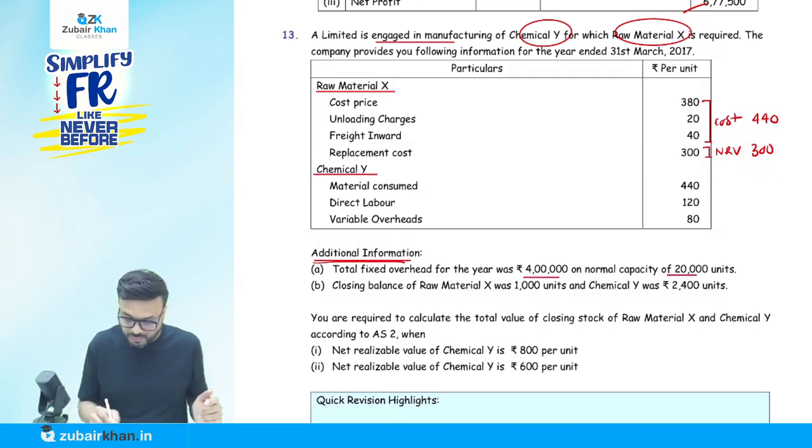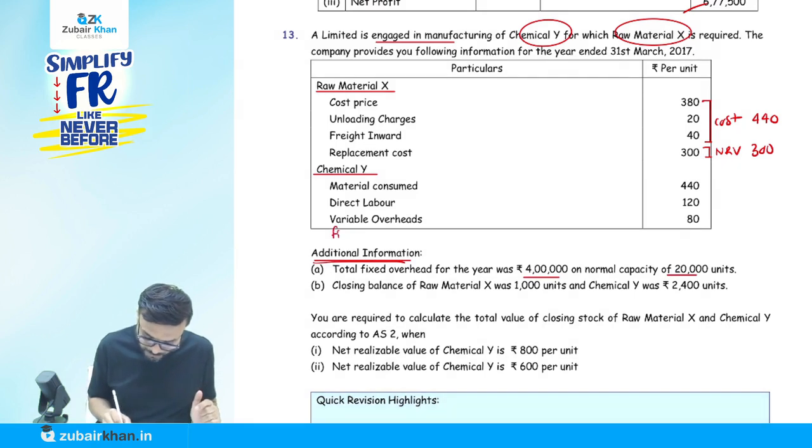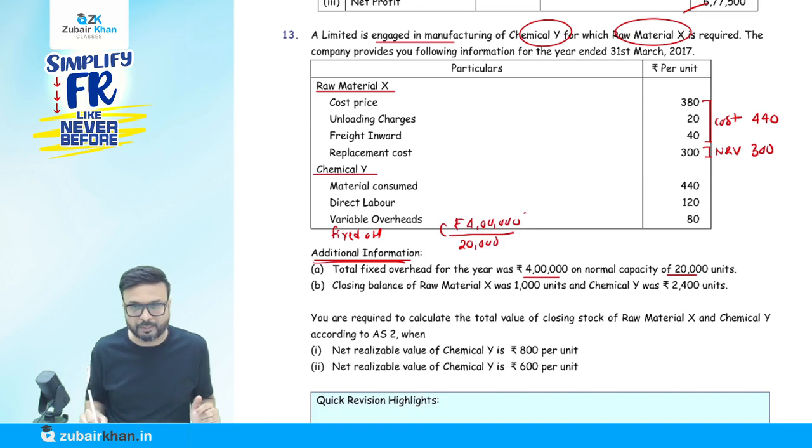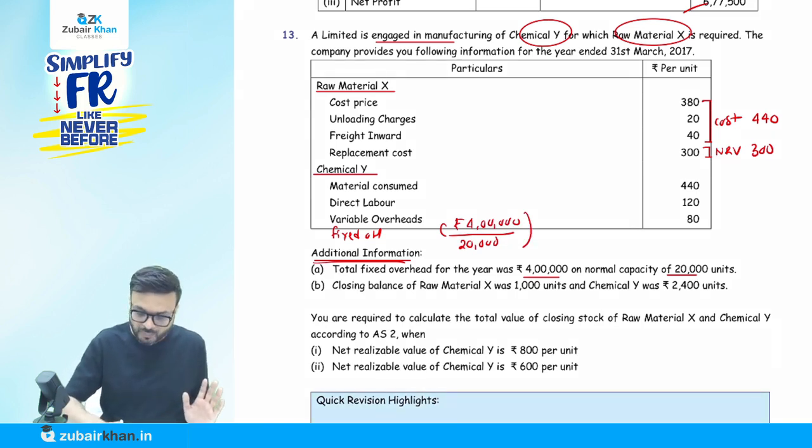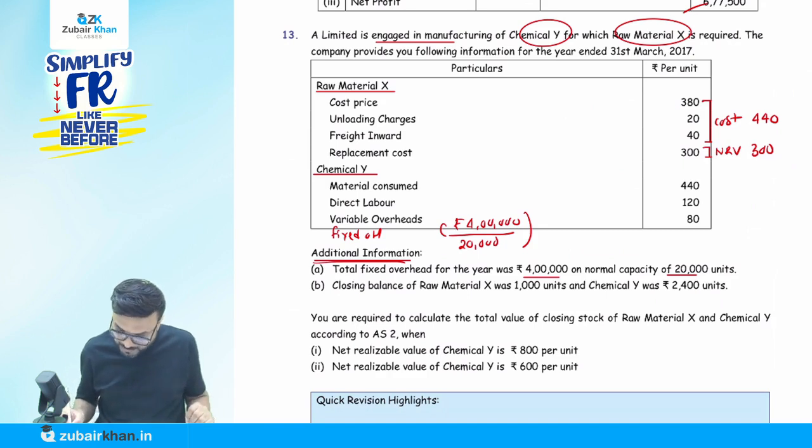Normal capacity is given. So one more thing will come here, fixed overheads. Okay, that 4 lakh is the total amount, divided by normal capacity. They have not given anything for actual and comparison. So just 4 lakh. I say it is so simple. Okay, 4 lakh divided by 20,000. That will come to 20. So this will be the total cost here.